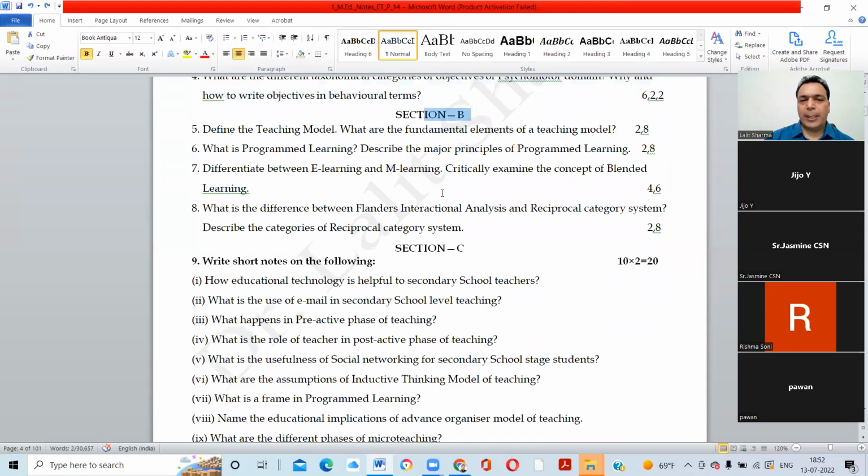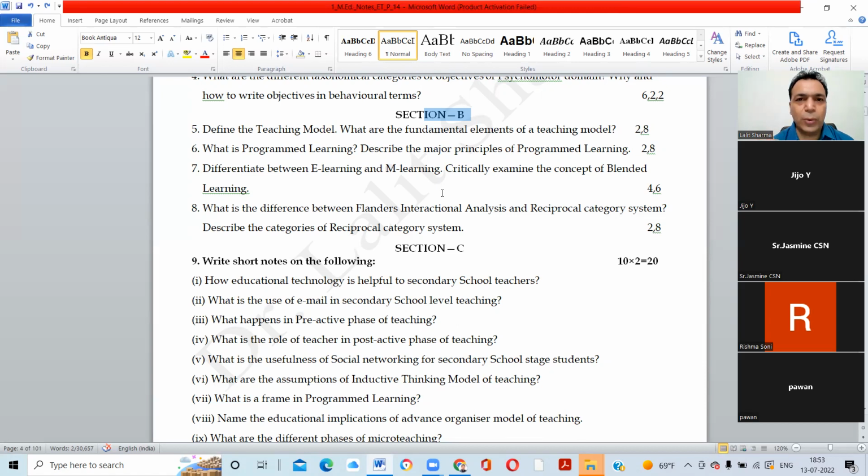Now see Section B. Section B is a good one. Even last time, a very easy question has come from the models. There are 4 or 5 models in your syllabus: the inquiry model, Hilda Taba thinking model, Ausubel's advance organizer model. But he has asked a very simple question: define teaching model. What are the fundamental elements of a teaching model?